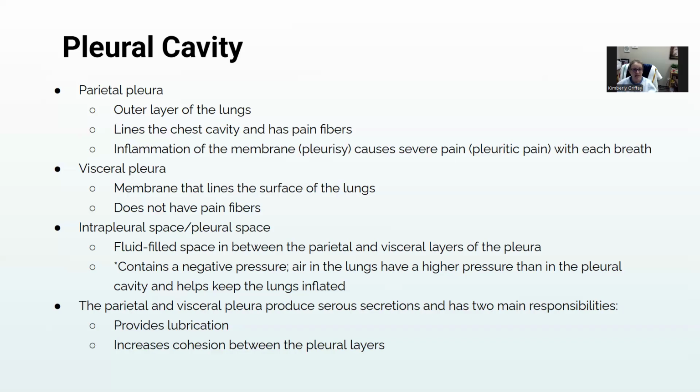But these contain a negative pressure. So your air in the lungs has a higher pressure than the pleural cavity, and that's what helps keep your lungs inflated. And then we'll talk about disease processes that occur and why you may need something to allow air to escape. And then the parietal and visceral pleura produce serous secretions. It has two responsibilities. This provides lubrication for the respiratory tract and also increases cohesion between the pleural layers.